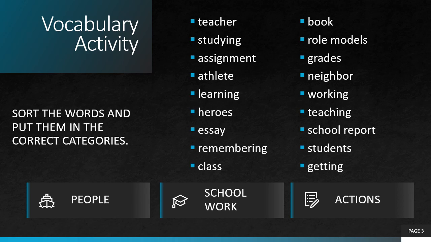Let us have a vocabulary activity. In this activity, we will sort the words and put them in the correct categories. Okay, these are the words. And we will draw an arrow to the proper category that they belong. Are they people, schoolwork, or actions? Okay, let's start.